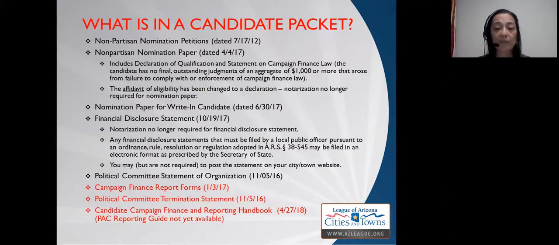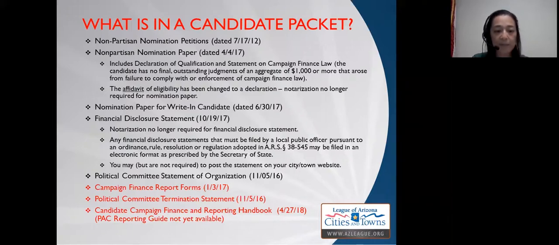But for right now, we have to use that form that's dated October 2017. You can post that on your city or town website. It's not required, but many jurisdictions do, and I do think that there's often a lot of public records requests for it, so you want to try to at least make that available.